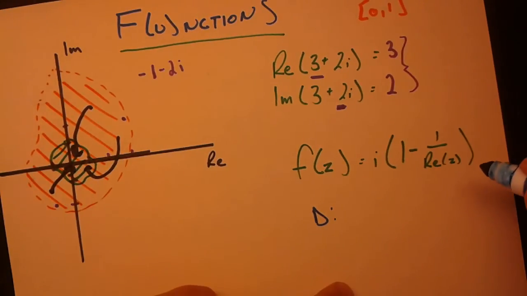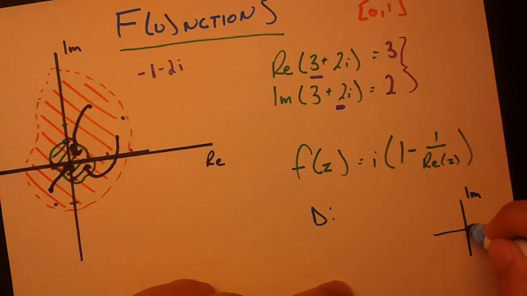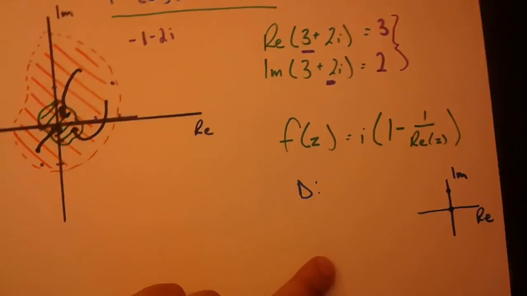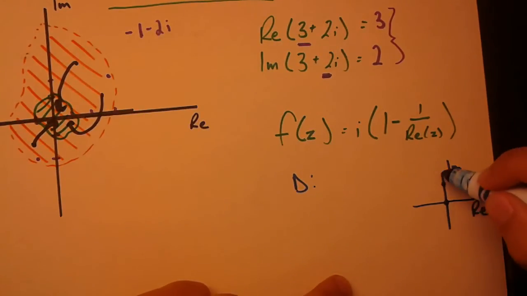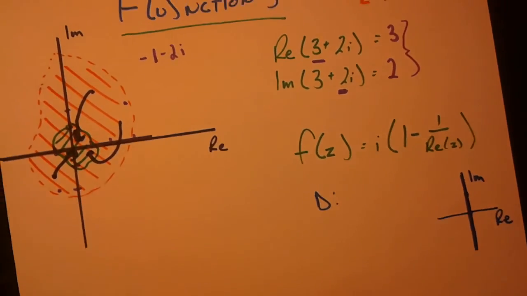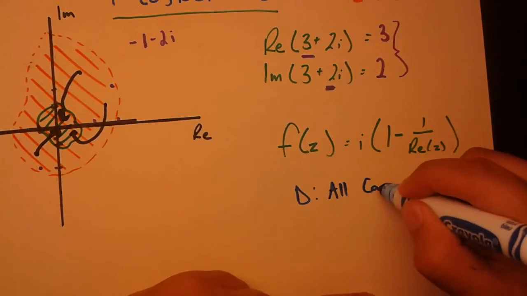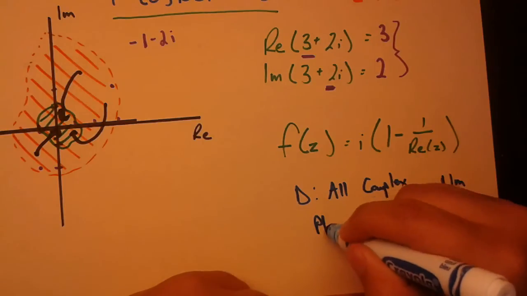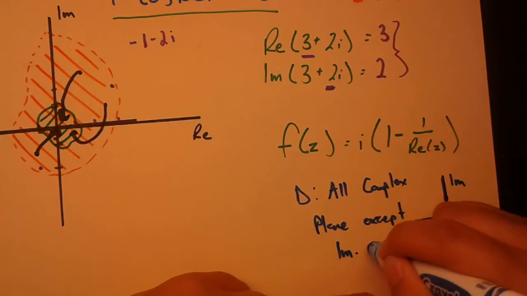So where is the real part of z 0 on the complex plane? If we draw a quick little complex plane, remember this is real, this is imaginary. At the origin, surely the real part of z is 0. If we go up a little bit, up here on the imaginary axis, the real part of z is still 0 because we are not gaining any horizontal distance. And in fact, anywhere on the imaginary axis, the real part of z is 0. So we just quickly found out that the domain is all of the complex plane except the imaginary axis.